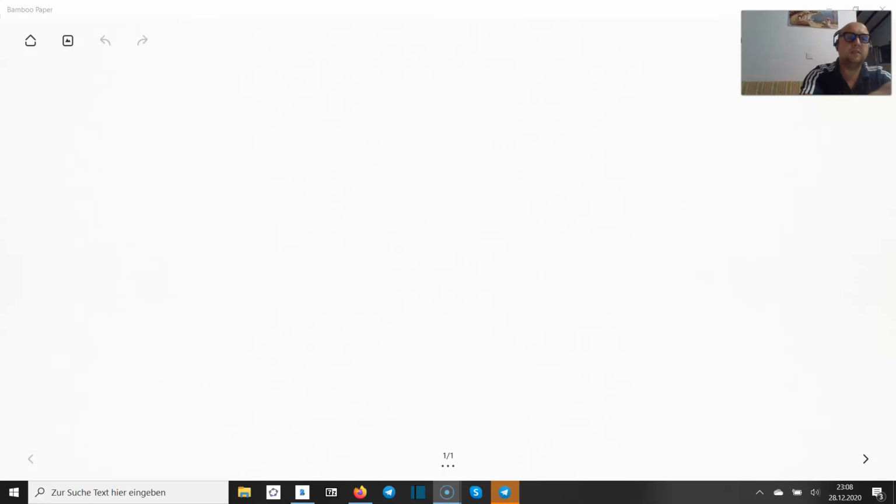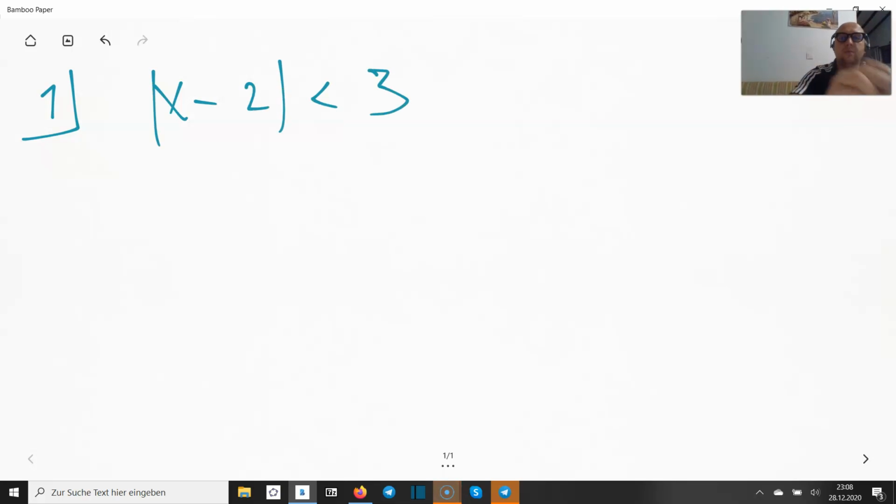In the second part I would like to solve some inequalities with absolute values. So let's see. Number one, I would like to solve the absolute value of x minus 2 is less than 3. So what is the approach? Well, the approach is that an absolute value is never less than 0.